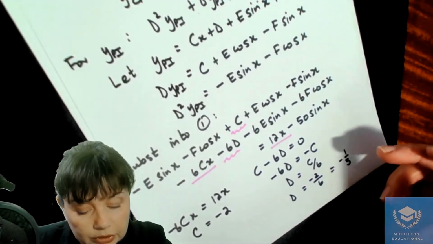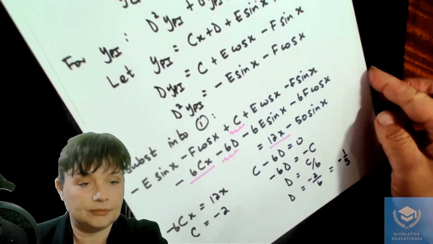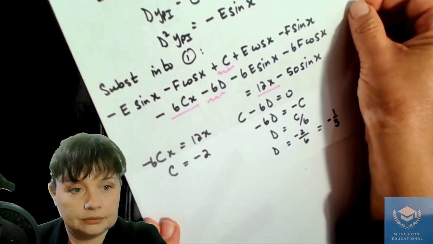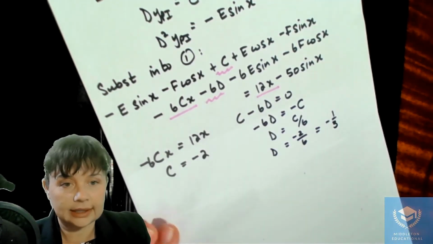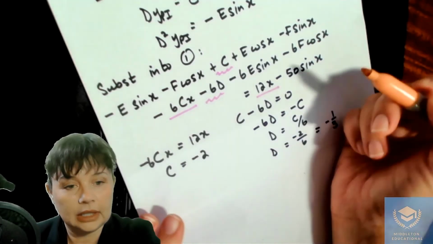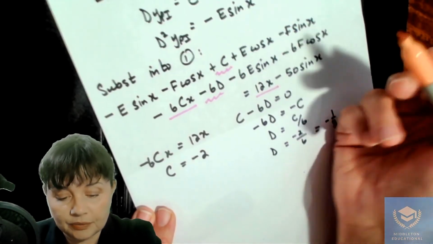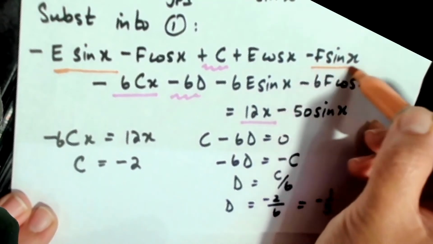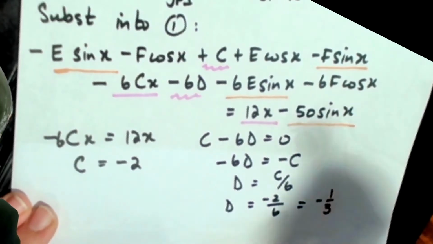Right? Let's always just double check. So, yes. Okay. Now, let's move on to the trigonometric values. Let me get a different color here. So, we've got sine terms and cosine terms. So, all our sine terms have to equal minus 50 sine.